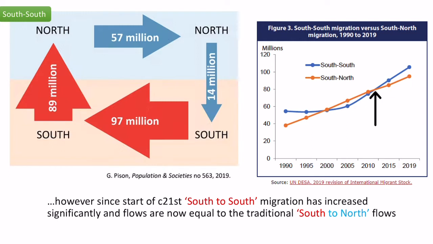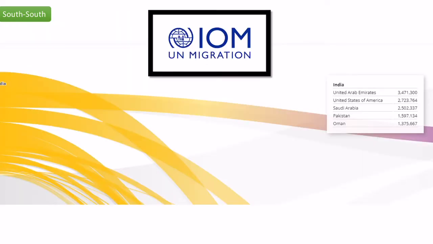If I actually even look at this south to south migration versus south to north over time, I can see that there's a point just after 2010 where south to south migration, in terms of overall numbers, actually starts to outstrip south to north. We can say that year on year, though, at the moment they are roughly a similar percentage, and they're now about equal.